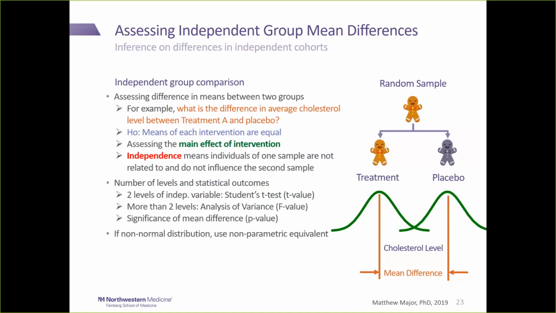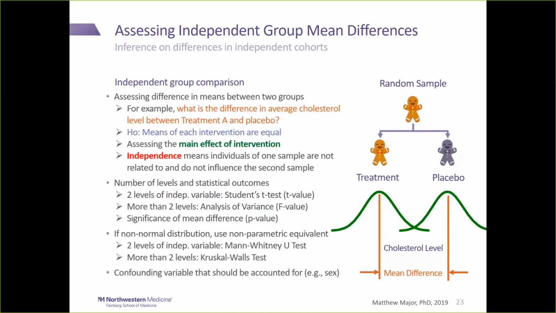Now again, back to this idea of parametric and non-parametric. If you have a non-normal distribution, we are using non-parametric equivalents. The non-parametric equivalent for two levels of the independent variable is your Mann-Whitney U-test. And if you have more than two levels, then you're relying on the Kruskal-Wallis test. Now, a quick note on confounding variables. If you were trying to account for a confounding variable like sex or age, in that case, what you're using is the analysis of covariance.